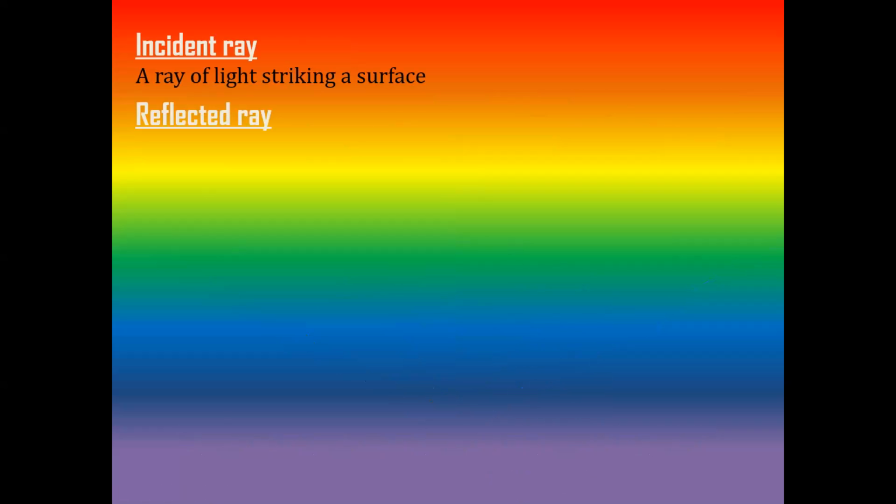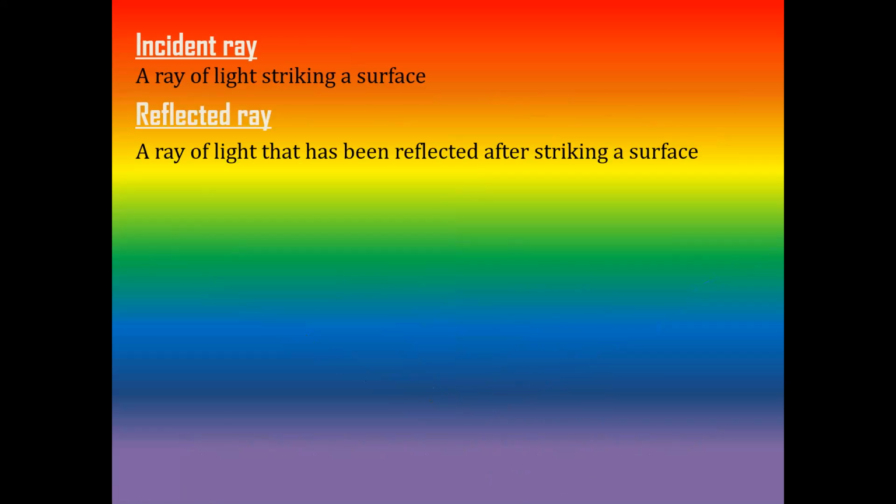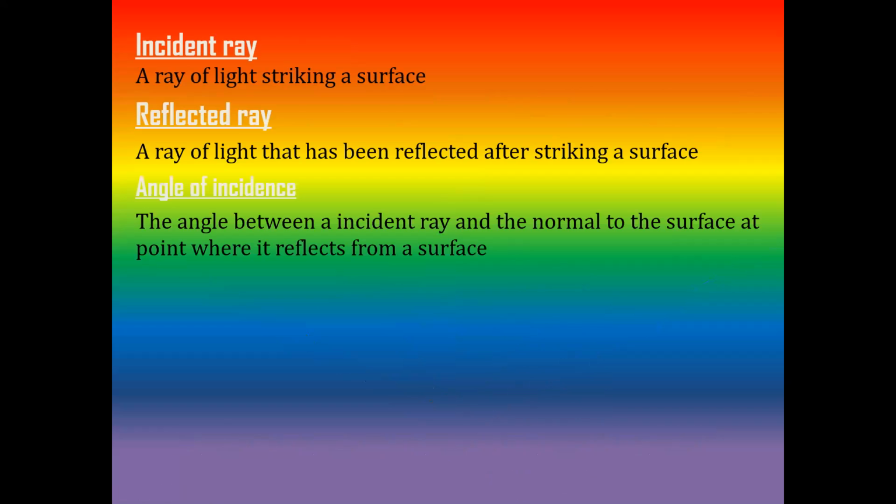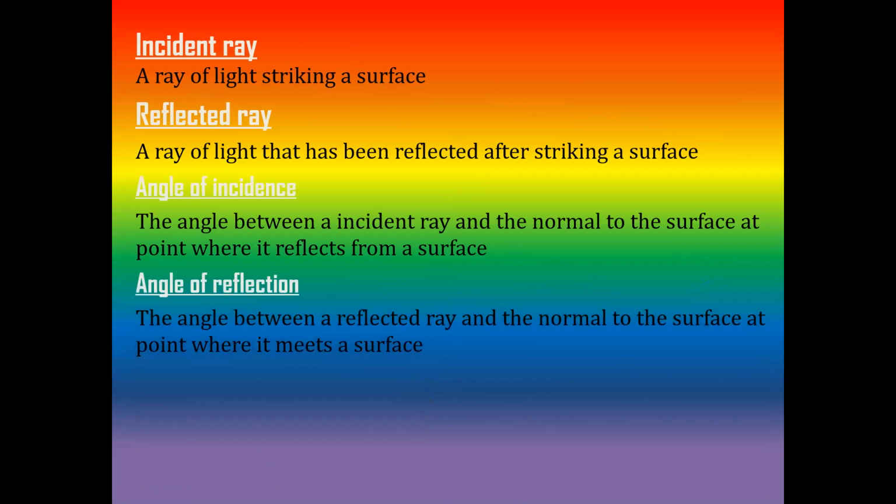So these are the definitions which we use. The incident ray is the light which strikes the surface, called incident. The light which bounces back is called reflected. The angle between incident and normal is the angle of incidence. The angle between reflected and the normal is called the angle of reflection. And the normal is always perpendicular, or 90 degrees, to the surface.